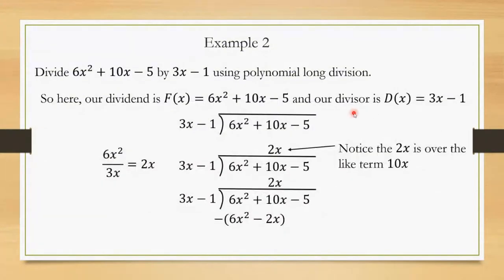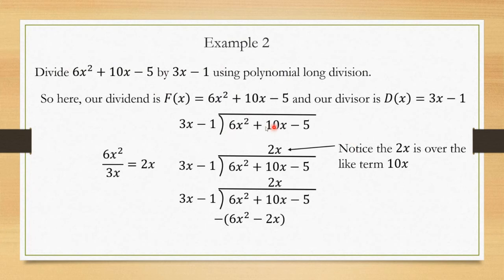Let's do example 2. So now we're going to divide this polynomial by this polynomial. Okay? So now our dividend is this thing. The divisor is this here. Okay? So just like before, we have this we're setting up. We have the divisor, d of x, out here, 3x minus 1. The dividend is in here.